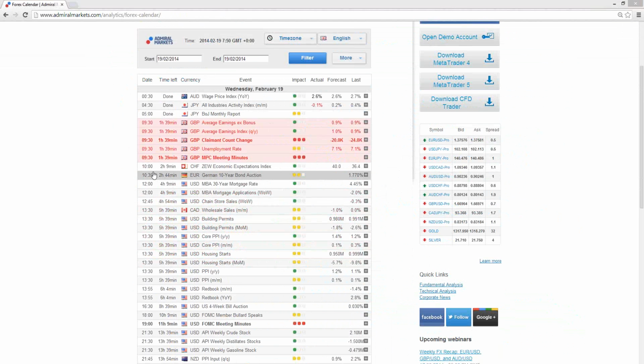I think on the pound, though, waiting for the news event and waiting for a reaction to the news and then trading it with that momentum could be a wise thing to do.